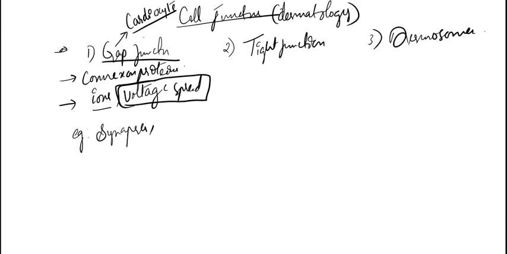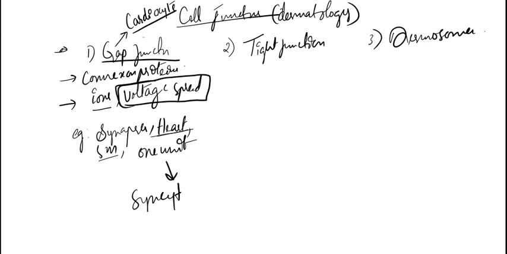And also you can see so many examples, like electrical synapses, which we already discussed: the heart, and smooth muscles present in viscera like the GIT, bladder, uterus, etc. All of the fibers, whether smooth muscle or heart muscle, function as one unit called a syncytium. Syncytium is seen in gap junctions.